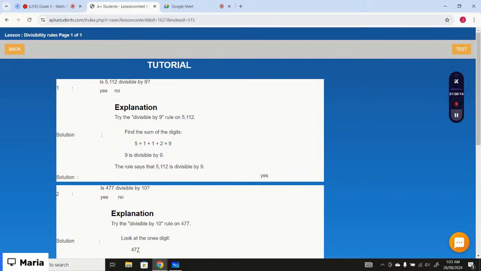Okay, the first thing we need to learn is what is a divisibility rule? Why do we need the divisibility rules, right? The divisibility rules are basically a test you have to apply on the numbers. Like the first example: is 5112 divisible by 9? Basically you have to check if 5112 is divisible by 9. You don't have to divide actually, right?